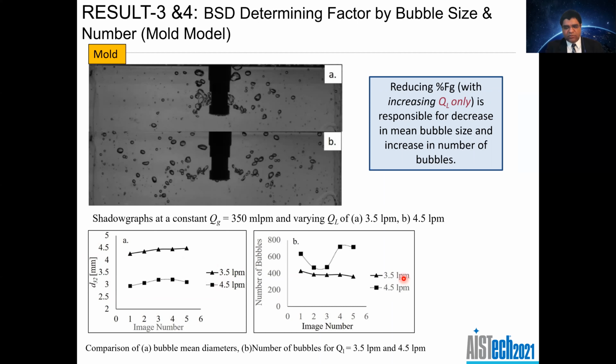The same thing can be observed here: at lower liquid flow rate, the number of bubbles was less, but at higher liquid flow rate, the number of bubbles was high. It means that there is an impact of liquid flow rate. So what is happening basically here? Liquid flow rate has a shearing effect on the bubbles, and that causes a reduction in the size of the bubbles as well as an increment in the number of the bubbles.